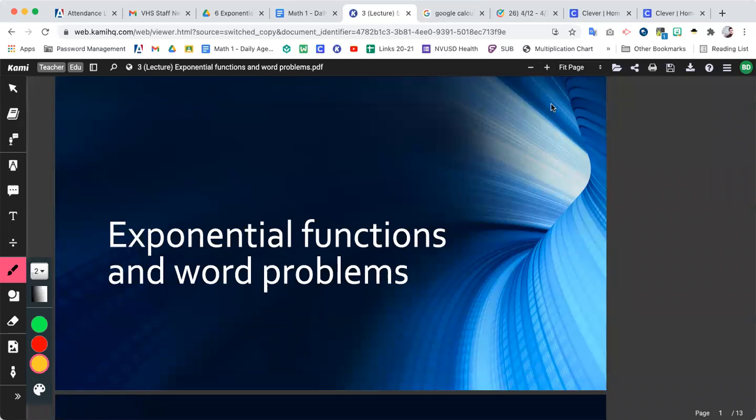Okay, kiddos. So today we're going to be talking about exponential functions and word problems. Now, whenever we talk about word problems, students tend to get freaked out because there's this conception that word problems are difficult. But I think that as long as you understand the structure of the word problem and how we're going to plug information from the word problem into our formulas, these aren't going to be too difficult.